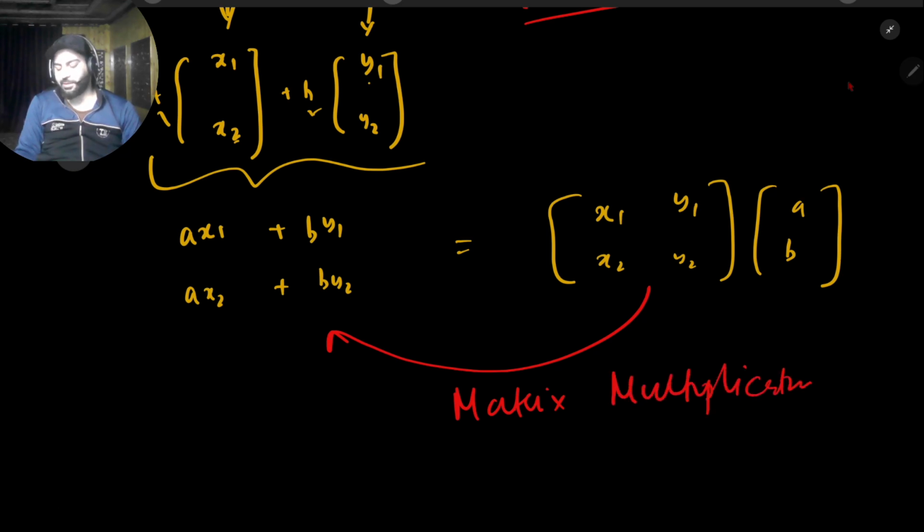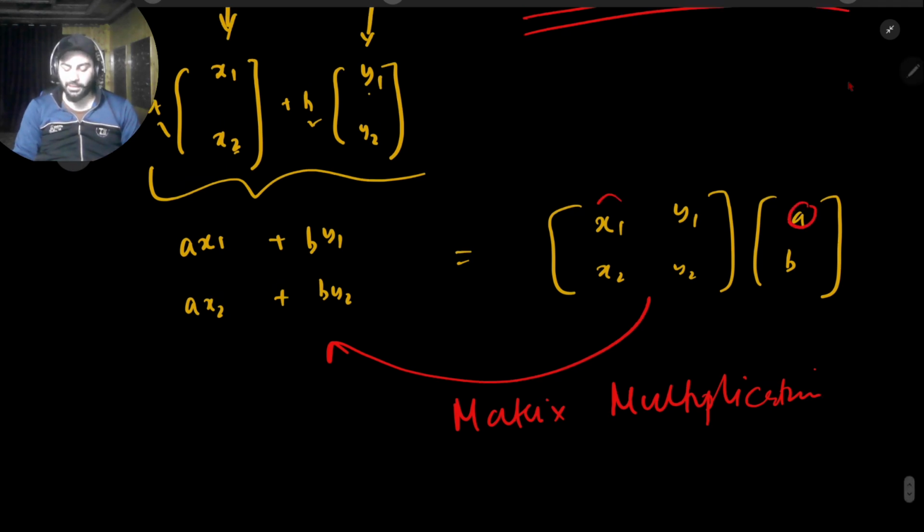This is matrix multiplication. We memorized nothing. If you got this intuition, now you know why matrix multiplication is done in a certain way. So what we do, we took this A and multiplied the whole of this column. We took this B and multiplied the whole of this column.